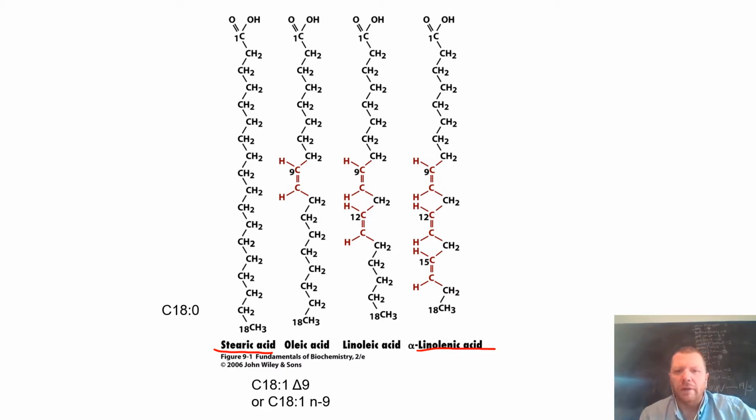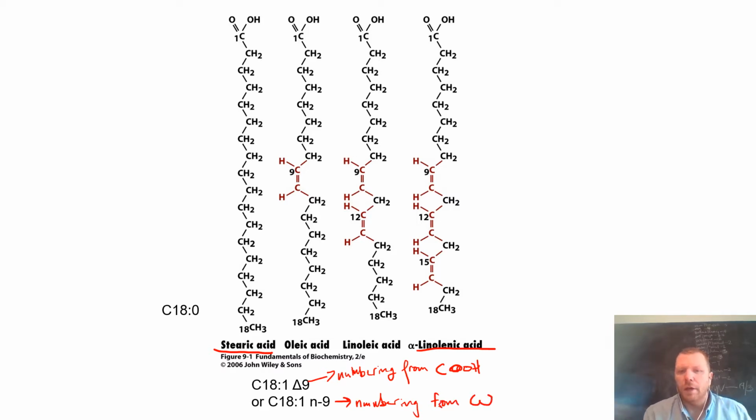We have a delta 9, which shows that there's a double bond between carbons number 9 and 10. But this N-9, that is showing the same thing. Now the difference between these is that this numbering is from our carboxylic acid. Okay, and this is numbering from our omega fatty acid.